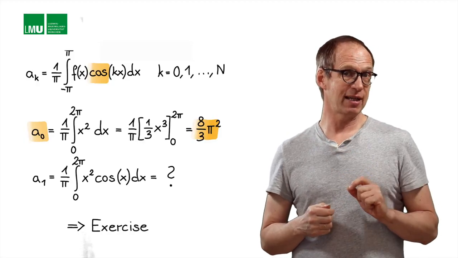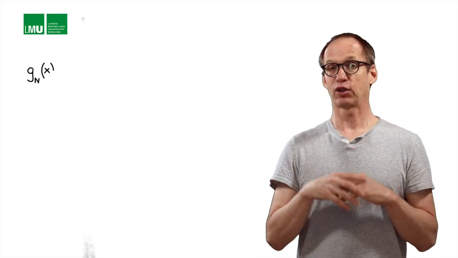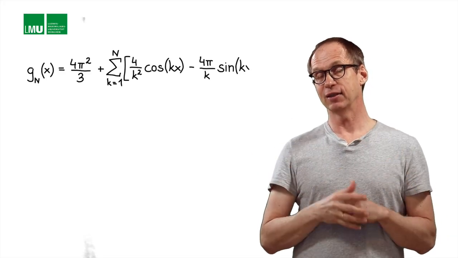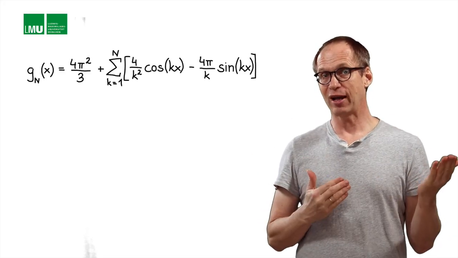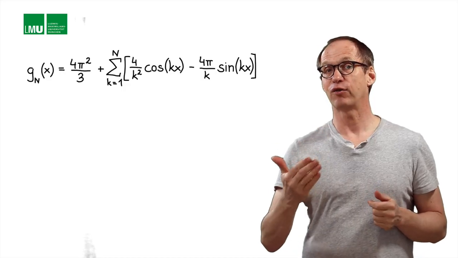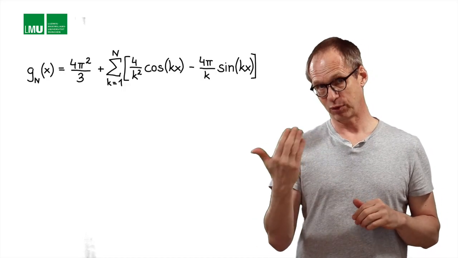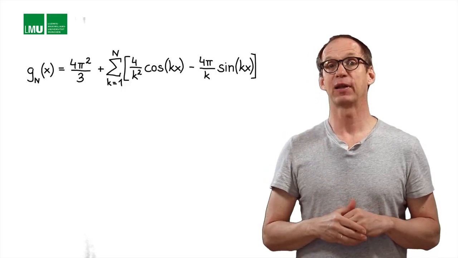What is really nice in many cases is that the actual function gn of x can be given in closed form. And that's shown here. So this is basically the approximation of our function f of x as a function now of how many terms we use in this approximation, which is described by the capital N.